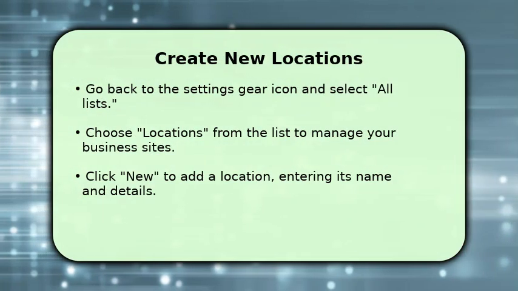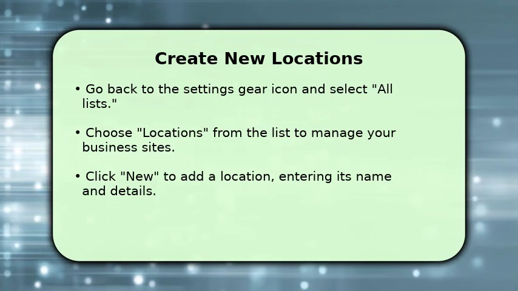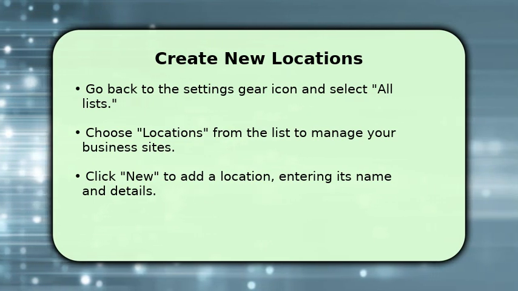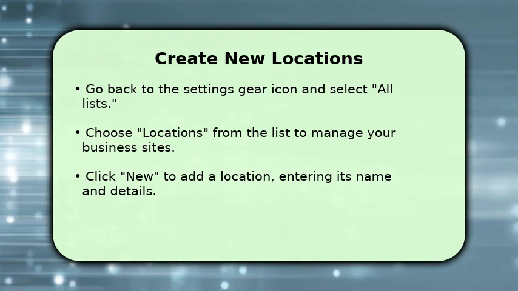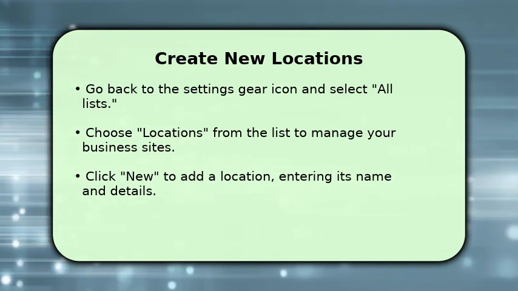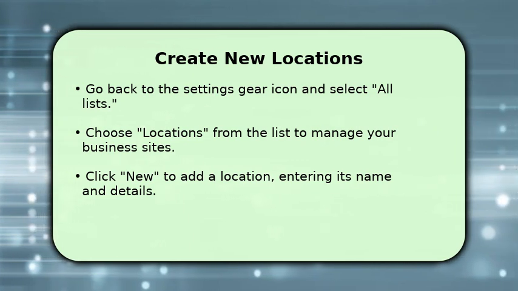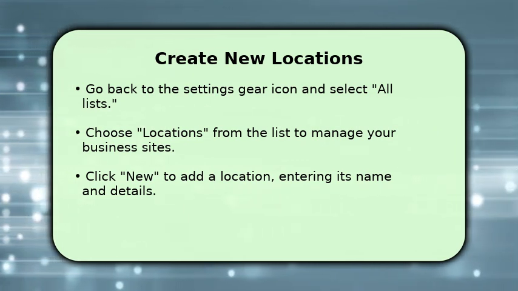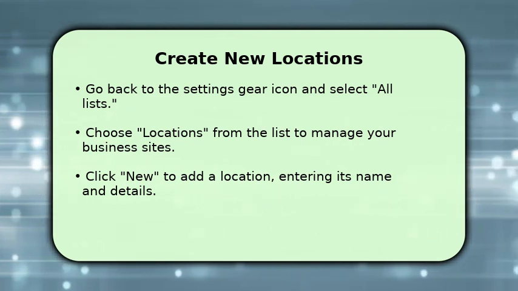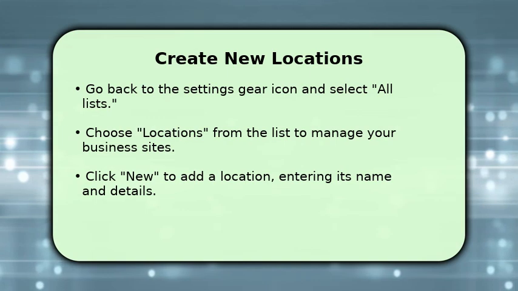Now that location tracking is enabled, let's create your specific locations. Return to the gear icon and this time select All Lists. From the list of options, choose Locations. Here, you'll see any existing locations or an empty list. Click the New button to add a new location. Enter a descriptive name for your location, like Main Street Store or Online Sales Department, and then save it.